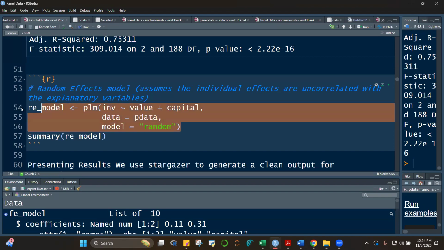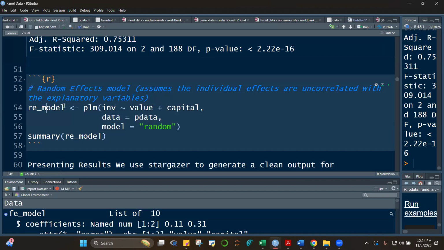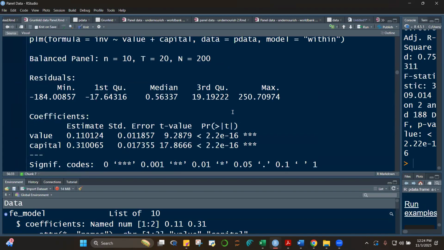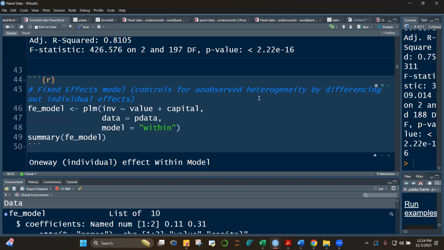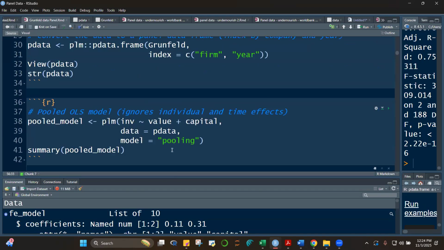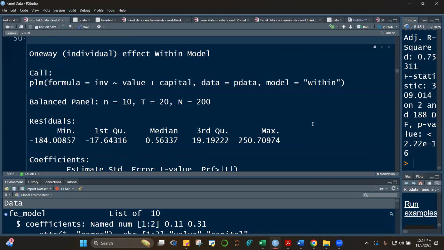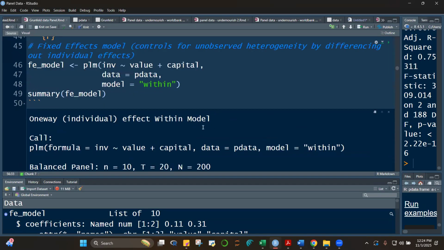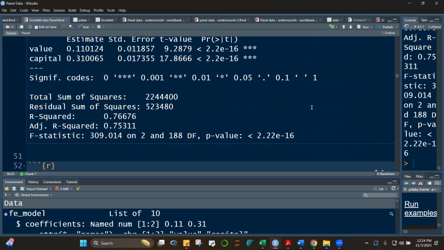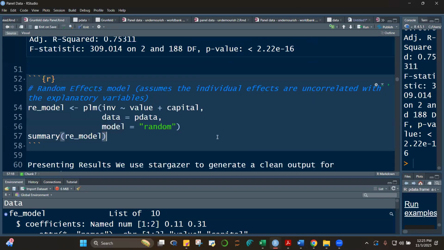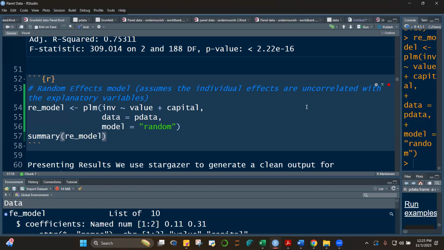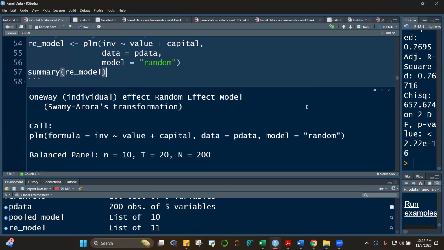So how do we do the regression here? RE model, you can name it any way you want. The difference is that here model is equal to random, here model is equal to within, here model is equal to pooling. You can see the difference, no? So let's run this.